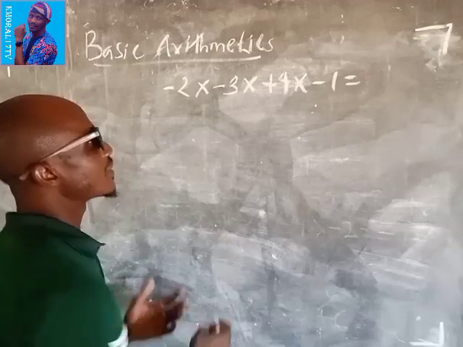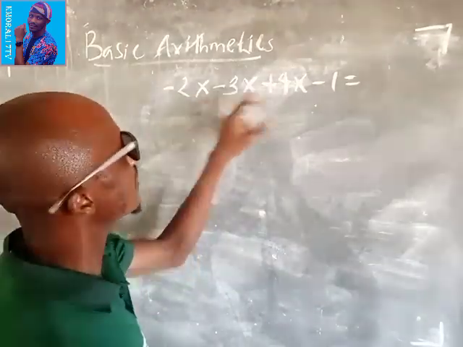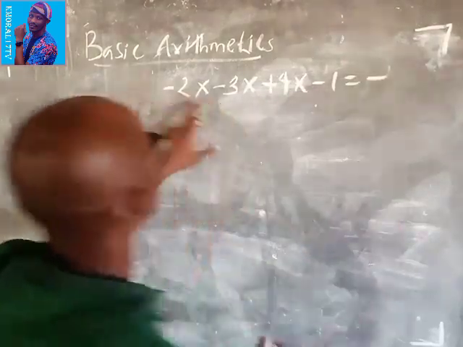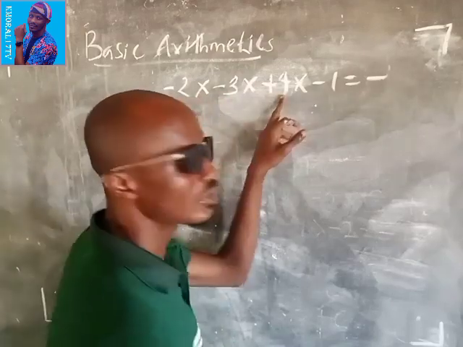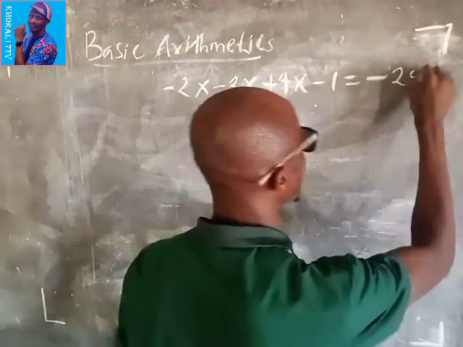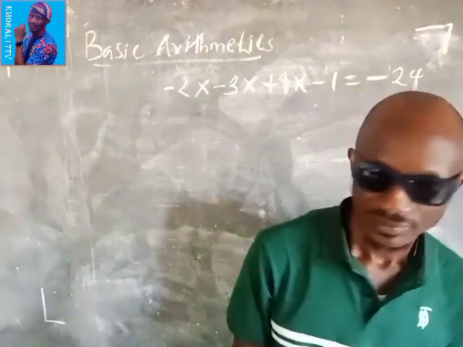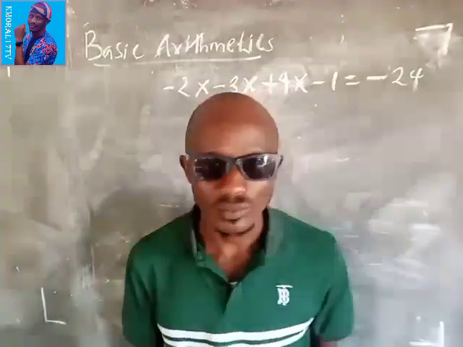It's just for you to look at it at first and say minus times minus is plus. Plus times plus is still plus. Then plus times minus is minus. You now say 2 times 3 to give you 6, 6 times 4 to give you 24, 24 times 1 to give 24. That's minus 24. Now, having known that, we now migrate to signs in numbers.